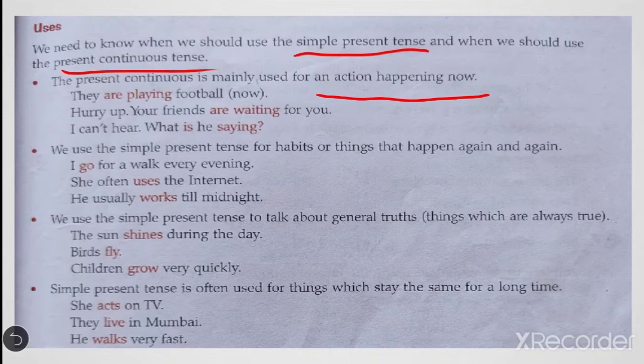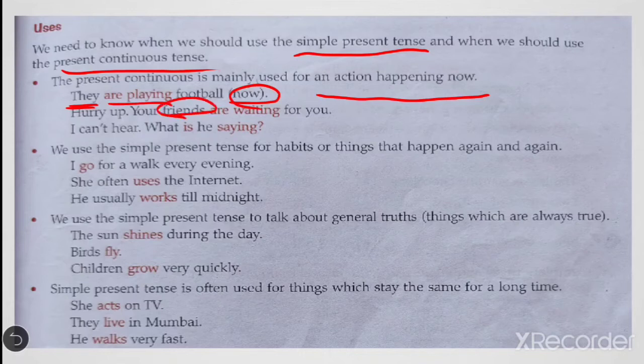The action which happened now means present continuous tense. And the action which happened every day, again and again, is a routine, is a habitual action. For that, we have to use simple present tense, which we have seen in our page number 35. Now look at here, the action which happening now. So that's why they. With they pronoun, we have to use are, and with the verb, we have to put ing. Hurry up, your friends are waiting for you.